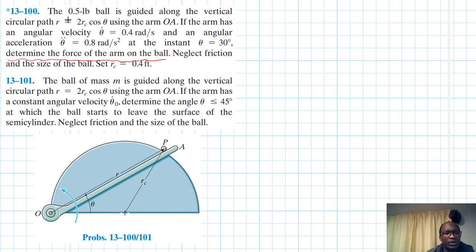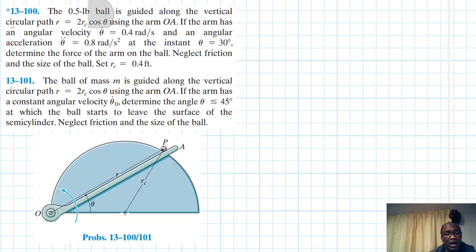We've been told that the ball is guided along the vertical circular path, so this is in the vertical plane. We have been told what the circular path is described by the function r. If the arm has an angular velocity of 0.4 rad/s and an angular acceleration of 0.8 rad/s² at the instant theta equals 30 degrees, we have been asked to determine the force of the arm.